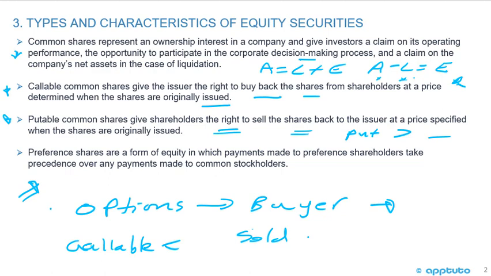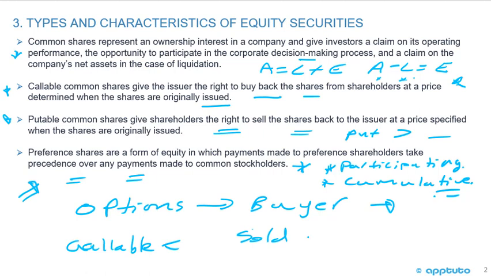And finally, preference shares are a form of equity in which payments made to preference shareholders take precedence, that's why they're called preferred, over any payments to common shareholders. And we've seen there's different types of preferred shares. They can be participating, in which case they're going to receive an additional dividend if a company has hit certain targets, or they could be cumulative, which means that if the preferred dividend has not been paid, it must be paid before any dividends can be paid to common shareholders.